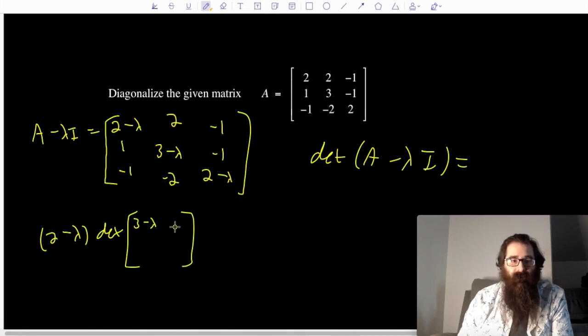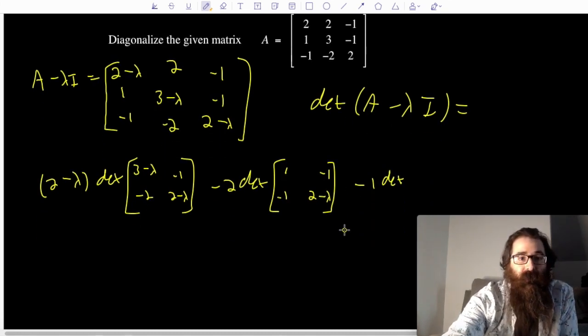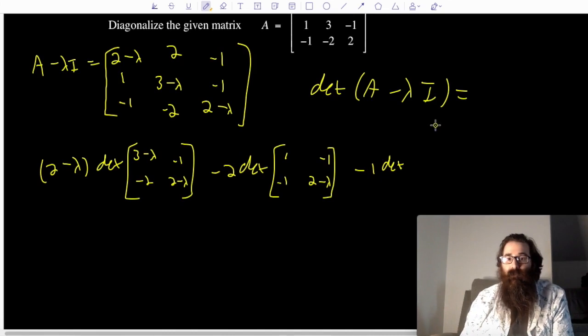So that's 3 minus lambda, negative 1, negative 2, 2 minus lambda. I've got to bring out the 2, but I've got to flip its sign. So negative 2 times the determinant of the 2 by 2 matrix when I remove that entry's row and column. So that's 1, negative 1, negative 1, and then 2 minus lambda. And then I've got to bring out negative 1, and I don't flip its sign, so it stays negative 1 times the determinant of the 2 by 2 matrix that I get when I remove that entry's row and column.